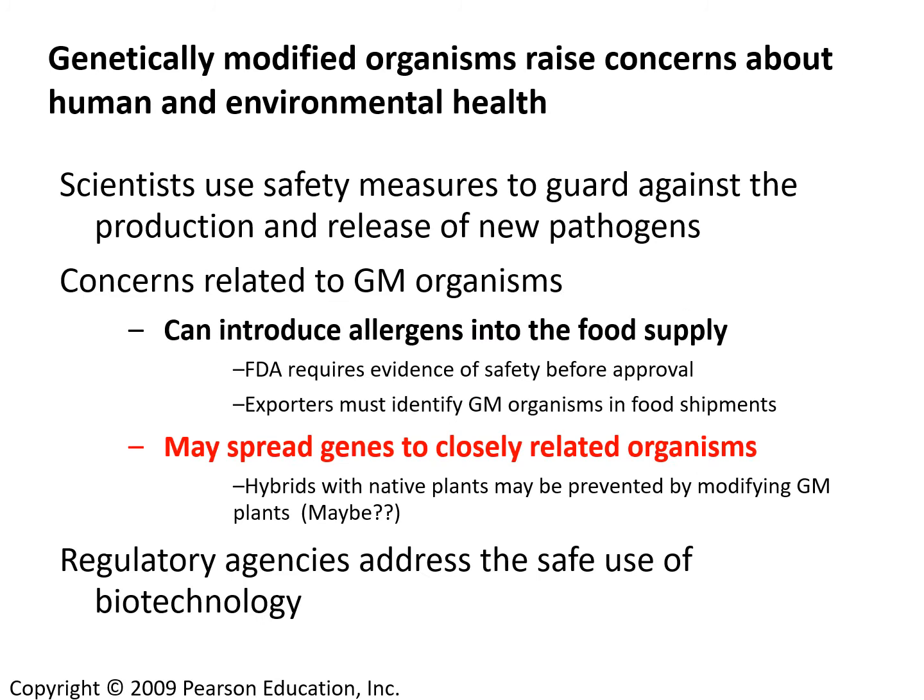So one of the potential problems is that the genes in a closely related organism can spread. For example, if I was to take radishes and put in a gene that keeps them from being attacked by a certain pest, they are now resistant to that pest.